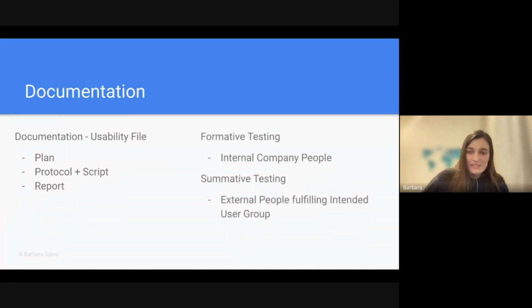Yeah, and we obviously do formative testing, usually with internal company people that are a bit further away from the product, so they can actually give some feedback that is new to us, and summative testing with external people that are as close as we can get to the intended user group.